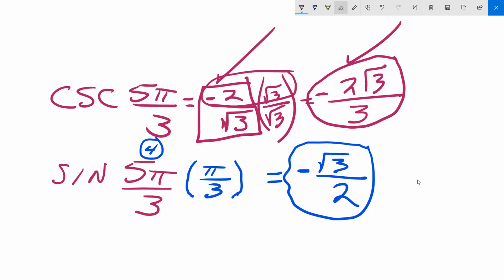Do you ever have your tests, or are they multiple choice? Are your tests multiple choice? They are? Well, then you definitely need to know about rationalization, because the answer might be rationalized, might not be. So you got to be able to know how to rationalize it. All right, what's another one?